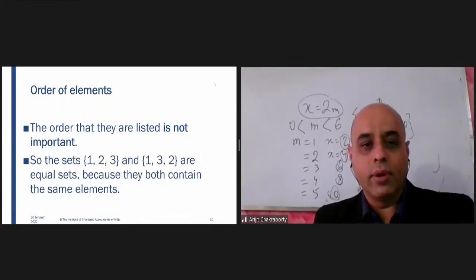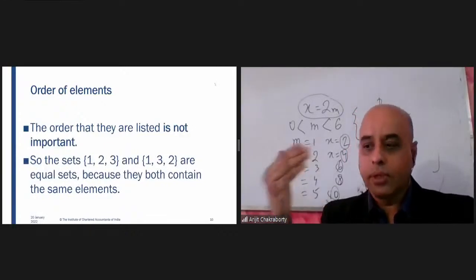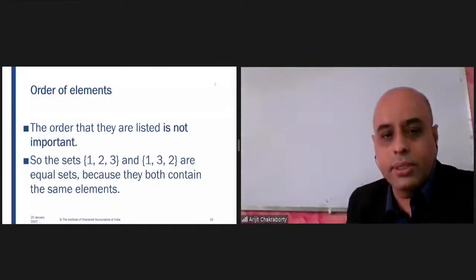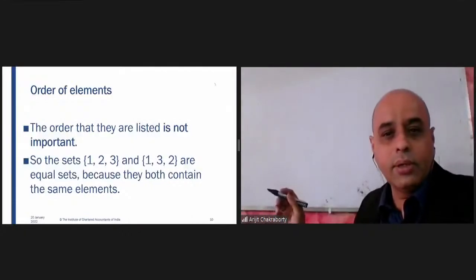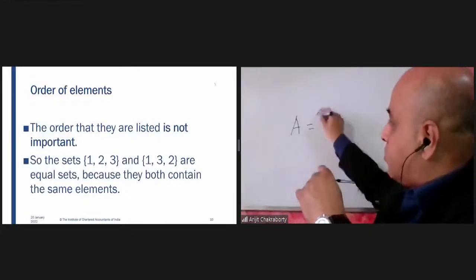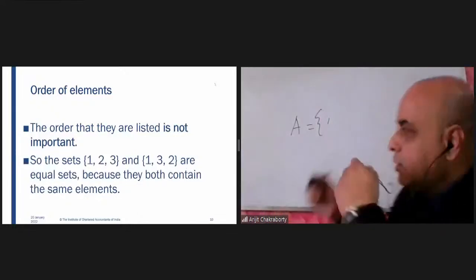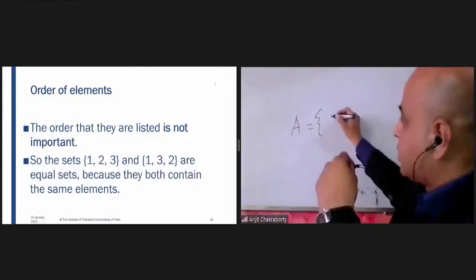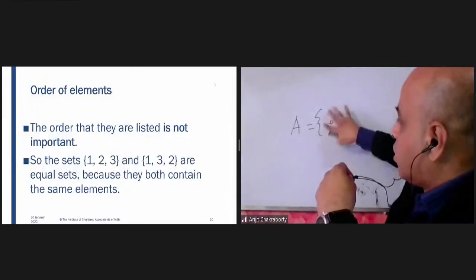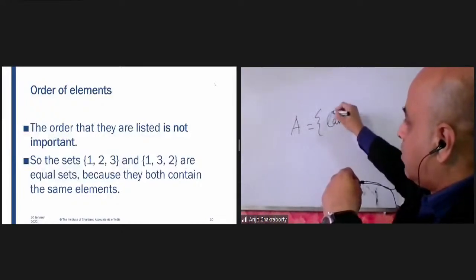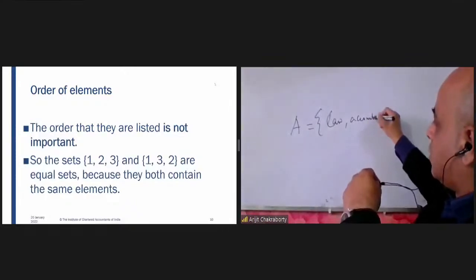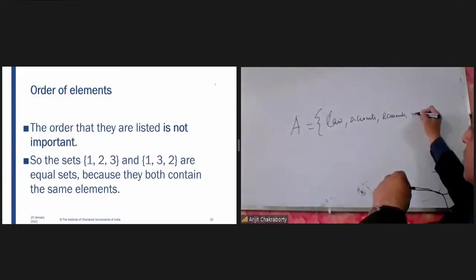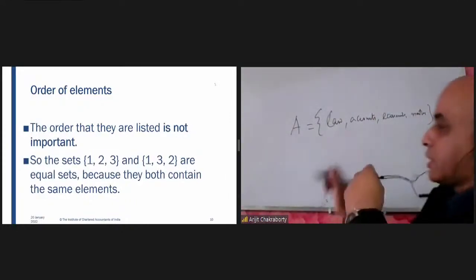Very, very relevant point. If I write 1, 2, 3 and 1, 3, 2, they mean the same. So if I create two sets and say set A is some subjects I'm writing: law, accounts, economics, and maths. So this is set A.